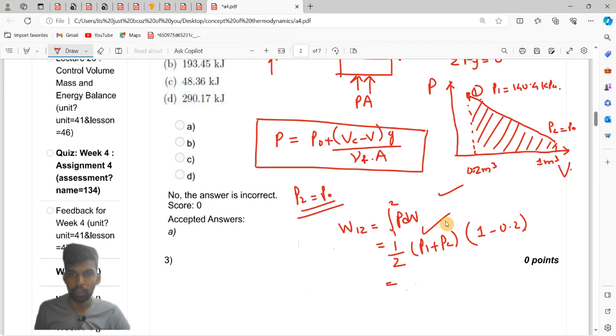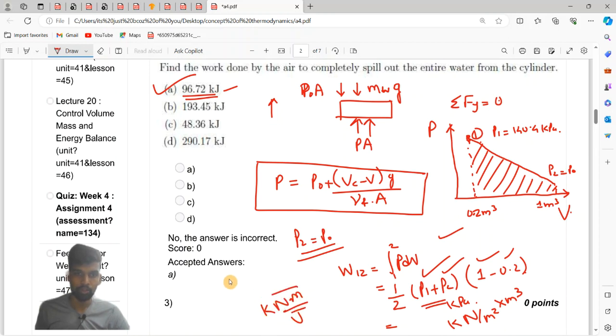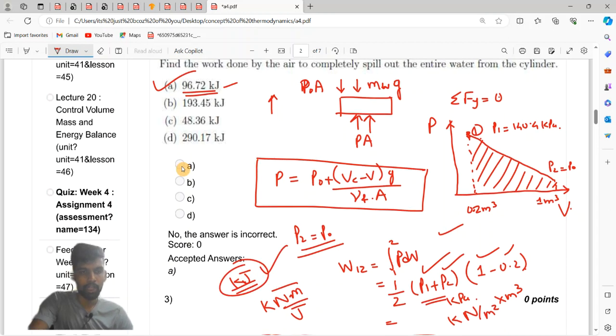Okay. So we have P1 with us, P2 with us, and this and this. So after all this, we will get our answer approximately to this value in kilojoule. Why kilojoule? Because this is in kPa, that is kilo Newton per meter square, and it is in meter cube. So kilo Newton meter, and Newton meter is nothing but joule. So we will be getting the answer in kilojoule. Okay, so that's the first part.